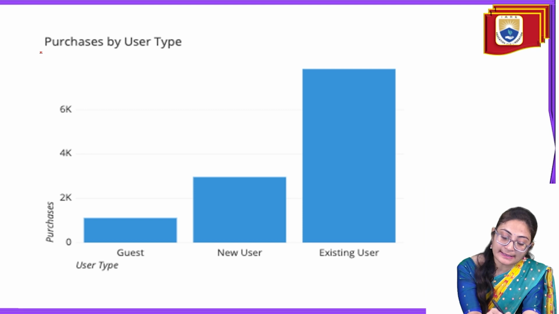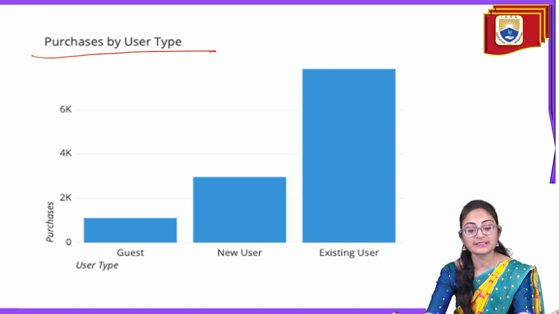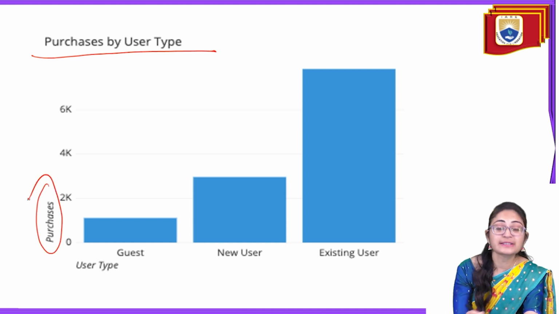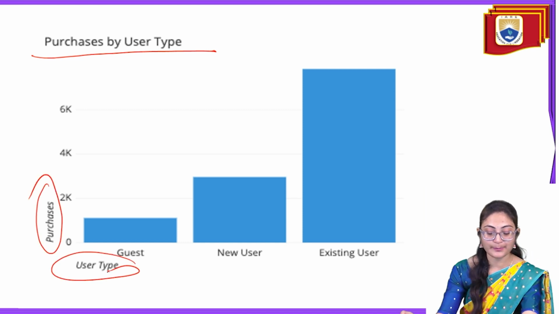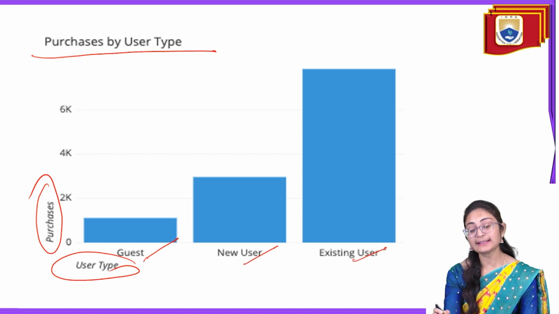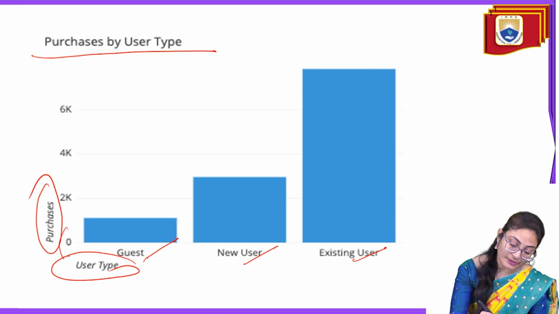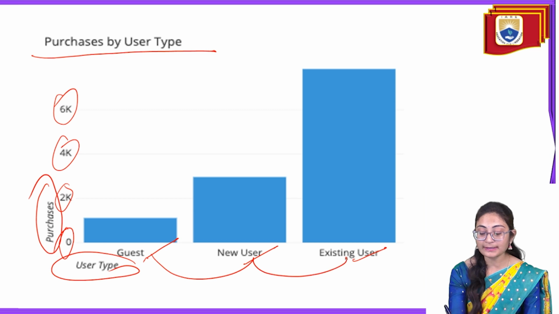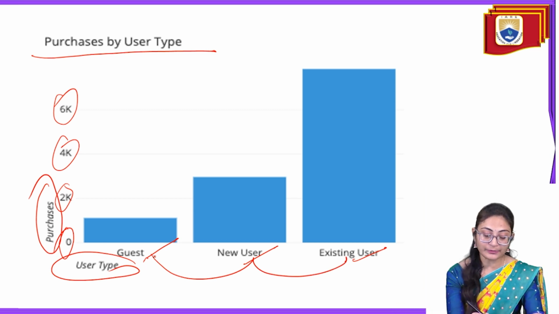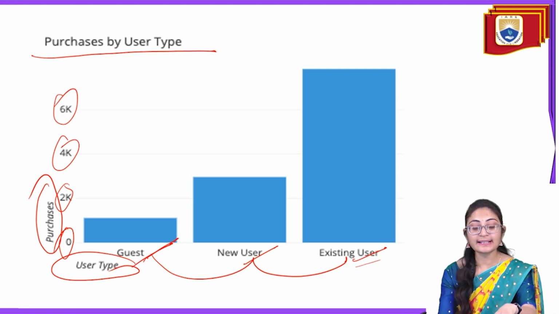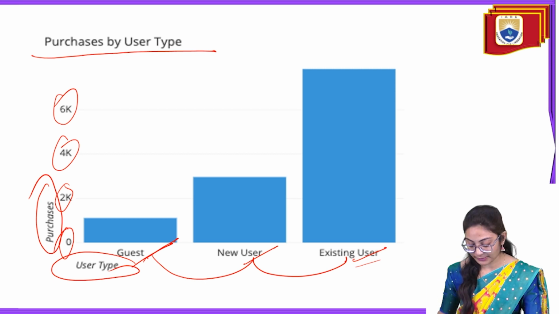For example, this is the example of purchases by user type. These are the purchases and this is the user type. User types are three: guest, new user and existing user. And the purchases are shown as 0, 2K, 4K, 6K. That means we are comparing this data by using different groups, meaning guest, new user and existing user. So this data we can show by using the bar chart.